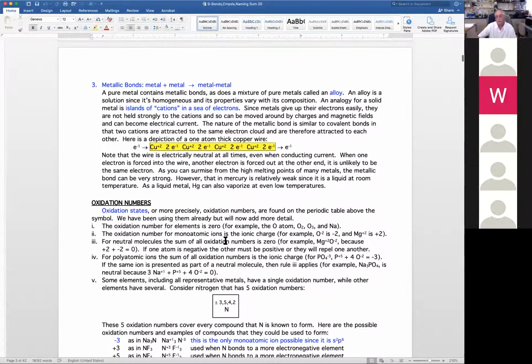Then finally, the other combination is simply a metal with a metal. So that would be a metallic bond. And it's similar to the covalent bond in the sense that this cation is attracted to this electron cloud. This cation is attracted to that same electron cloud. And that's what holds it together.